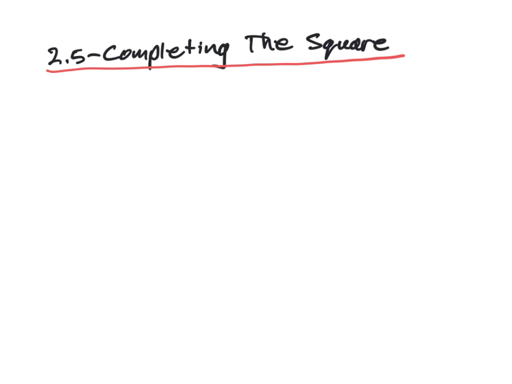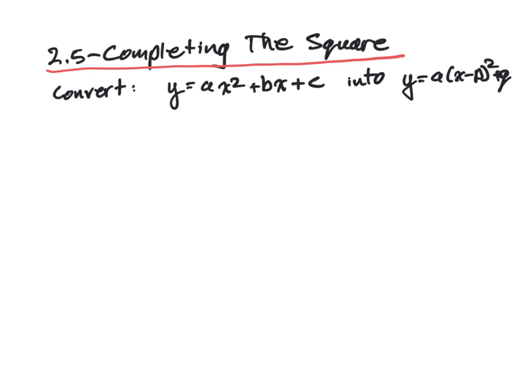So today's lesson is all about completing the square. The key idea that we're looking to do today is to convert y equals ax squared plus bx plus c into y equals a(x minus p) squared plus q. Now, the first type of equation that we had studied throughout this entire course was called the standard equation for the quadratic, right? This second one is what we call the vertex form.